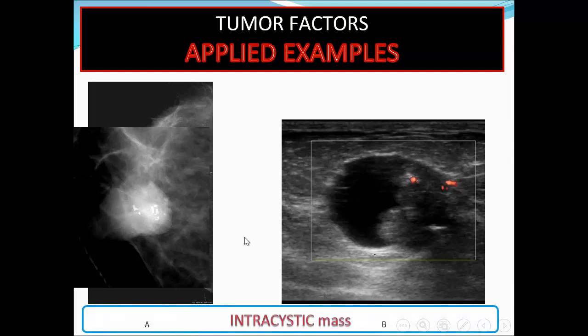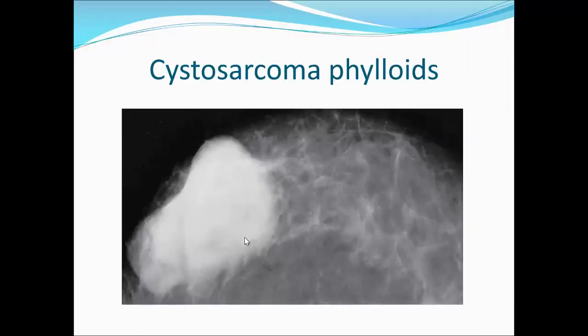carcinoma. This is a case of cystosarcoma, and there is also infiltration of the parenchyma here, as we see, this large mass, and there are spiculations around, and there is distortion of the parenchyma at this area.